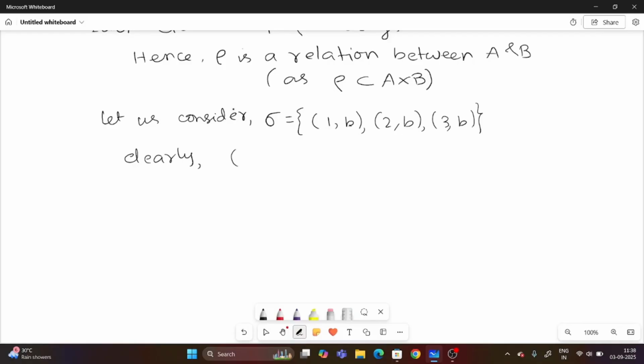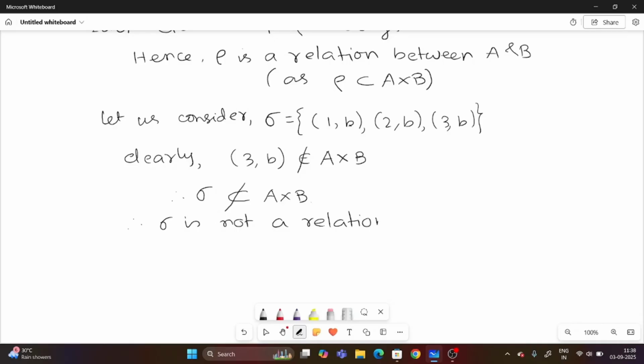Clearly, the third element of sigma, which is (3, b), does not belong to A cross B. Therefore, sigma is not a subset of A cross B. Therefore, we can say sigma is not a relation between A and B. So, the basic definition of a relation between any two non-empty sets A and B is any subset of A cross B.